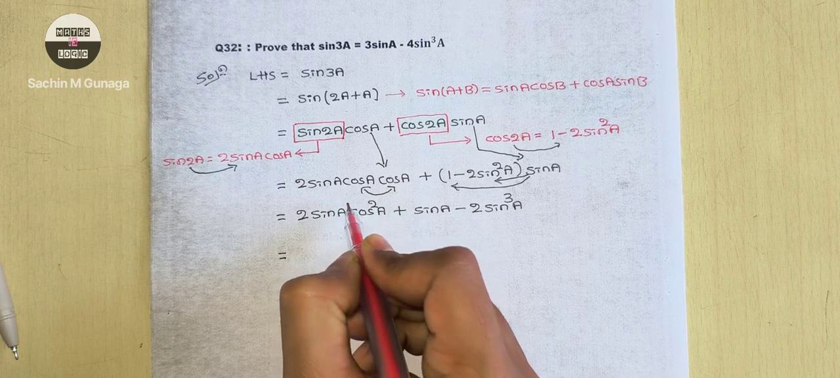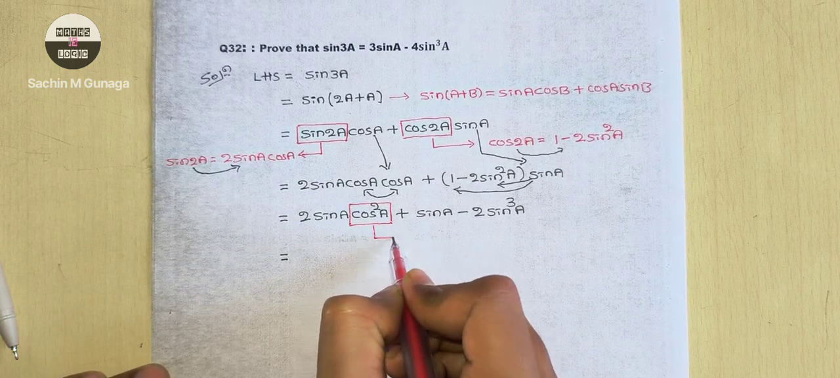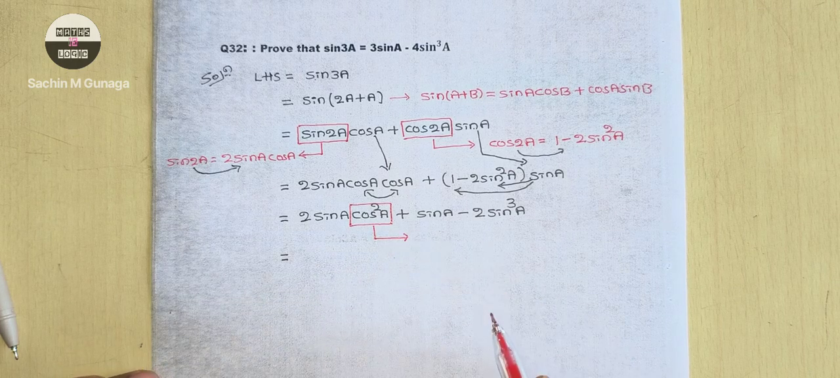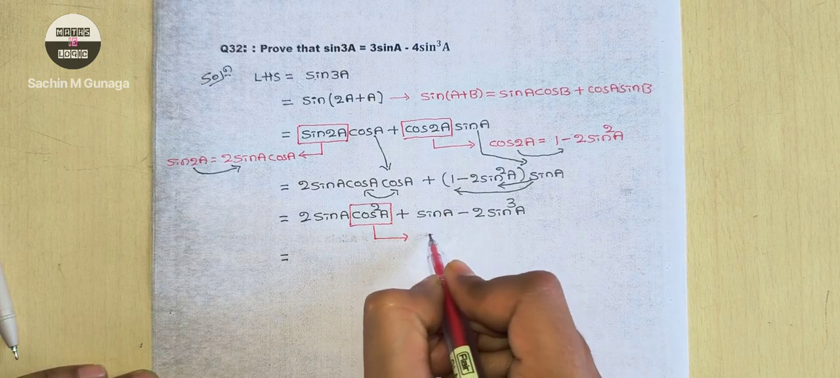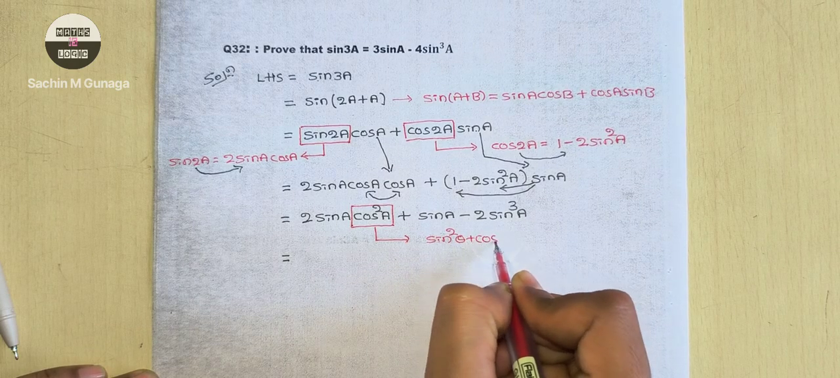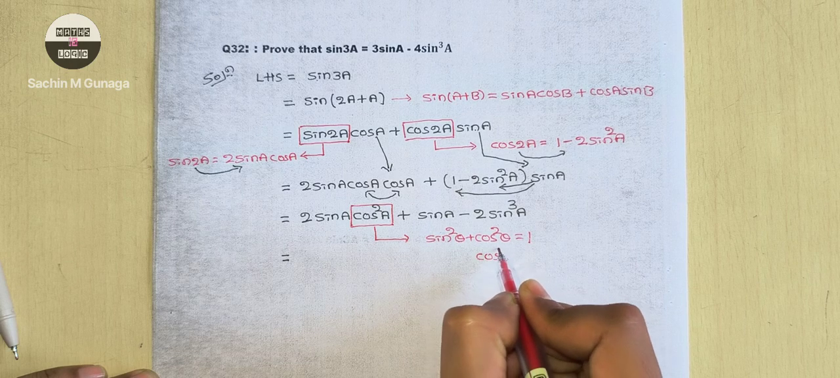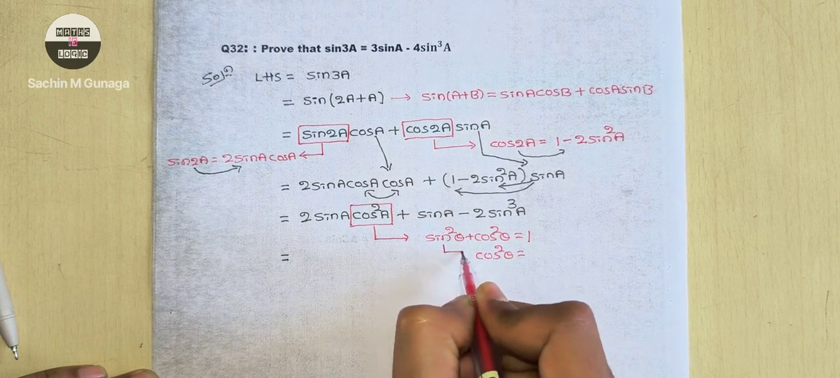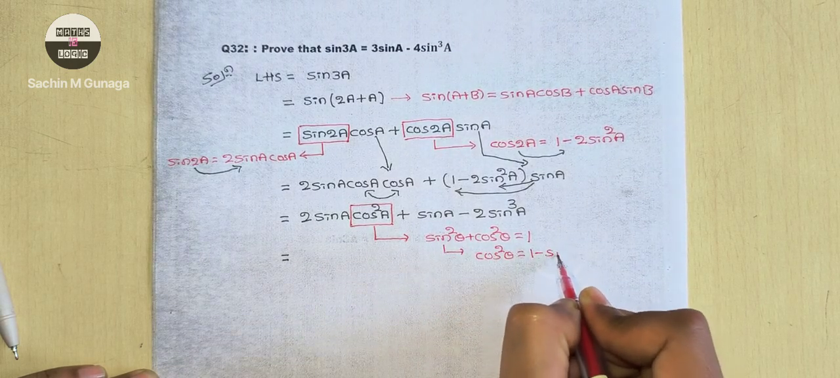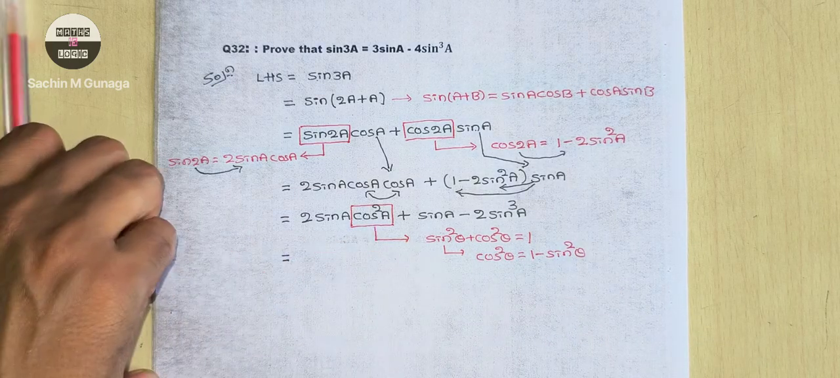Next, we should replace this cos by sine. That's why here we are going to use a trigonometric identity formula. What is that? You know, sine square theta plus cos square theta value is 1. So cos square theta goes to, shift this 1, 1 minus sine square theta. This formula we are going to apply.